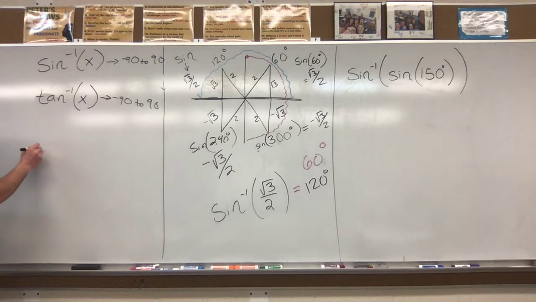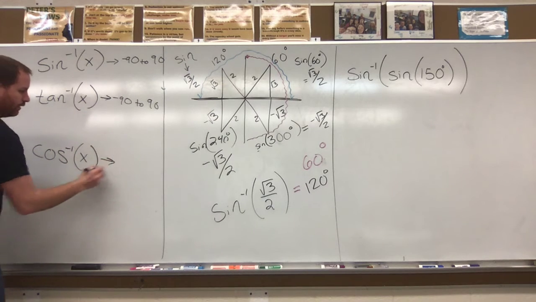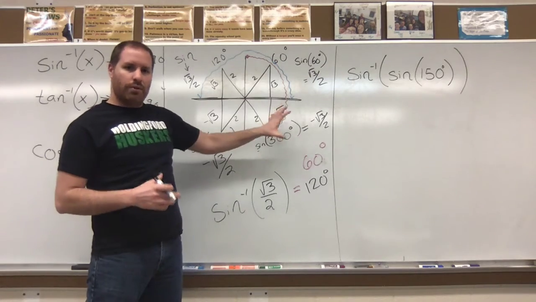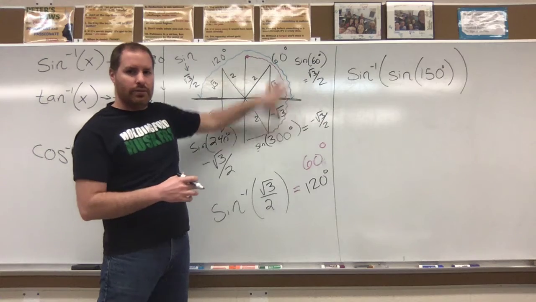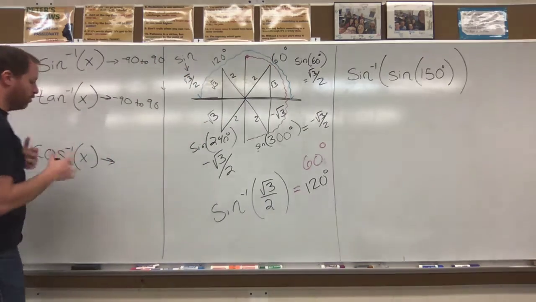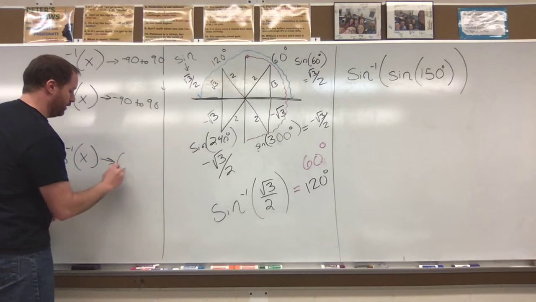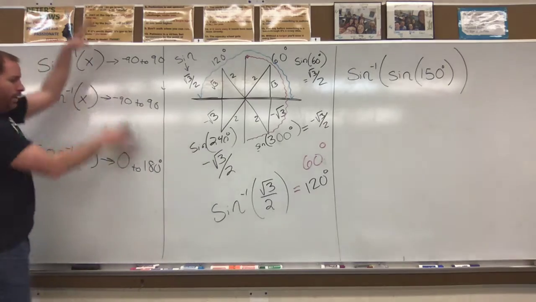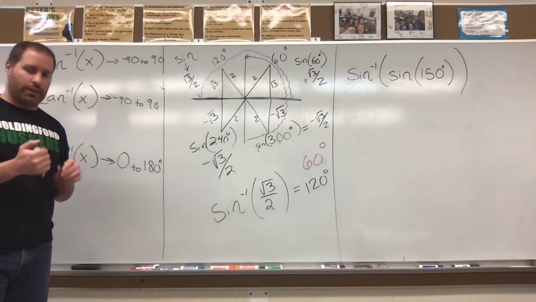Cosine inverse, as mentioned in blue, can't just exist there because we'll only have positive options to work with, because cosine is positive in these two quadrants. So we have to adjust to where cosine is. Cosine can give us answers from 0 to 180 degrees. That's our big takeaway from there.